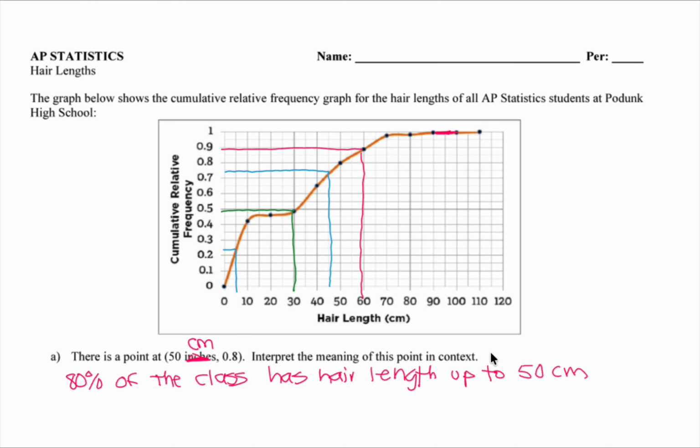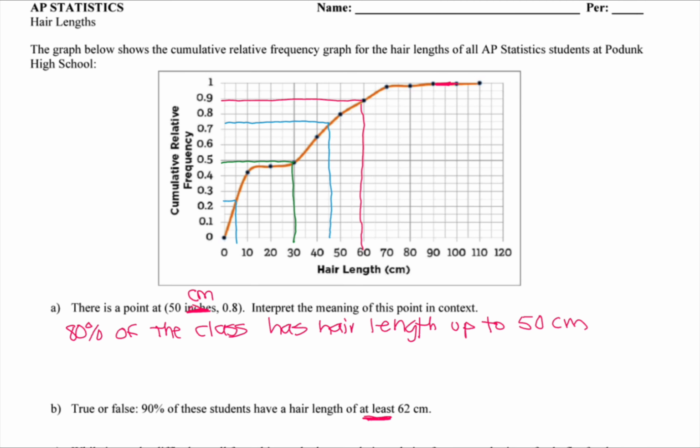Part A says there's a point at 50 centimeters and 0.8. Since this is a cumulative relative frequency, 0.8 means 80%. So this point is telling us that 80% of the AP Statistics students have hair lengths of 50 centimeters or less. A really common mistake is saying exactly 50, but that's not what cumulative means. It's always up to and including that value. Let's move on to part B.